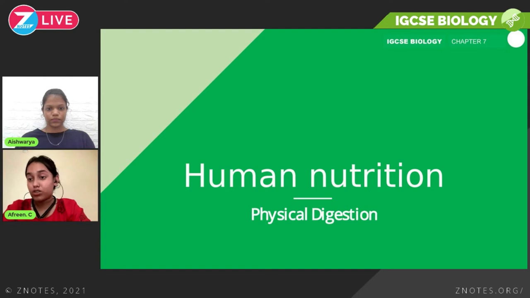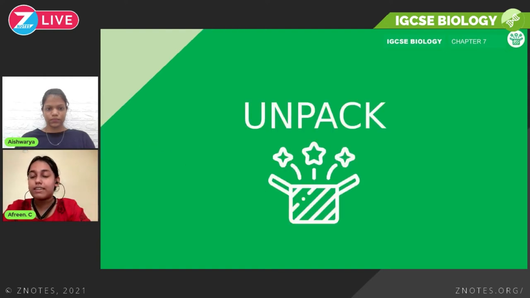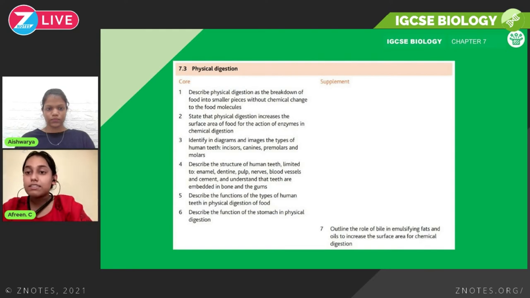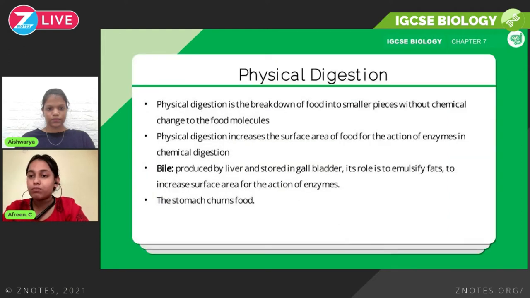Now we have physical digestion, and the syllabus states that you need to be able to describe what physical digestion is. You need to know that physical digestion is needed to increase the surface area of the food, and you need to be able to identify different types of human teeth, describe the structure of human teeth and the functions of the types of teeth, and the function of the stomach in physical digestion. And also you need to know what bile does. Some of it you must already know by now, but let's get into it.